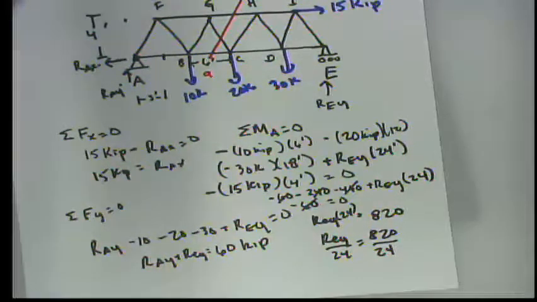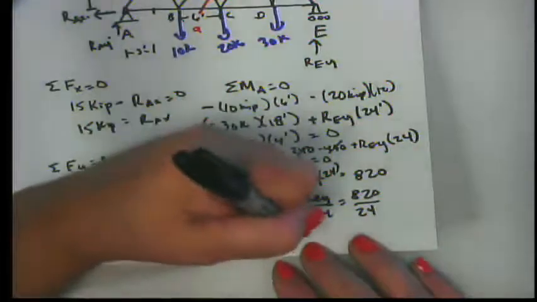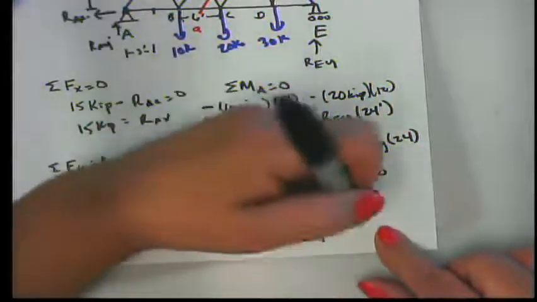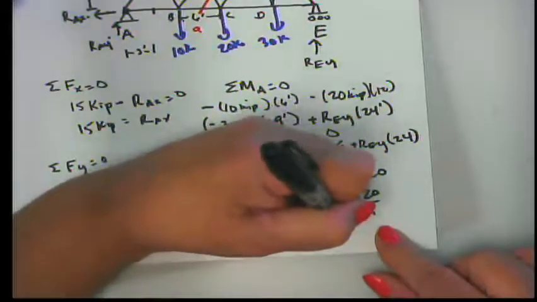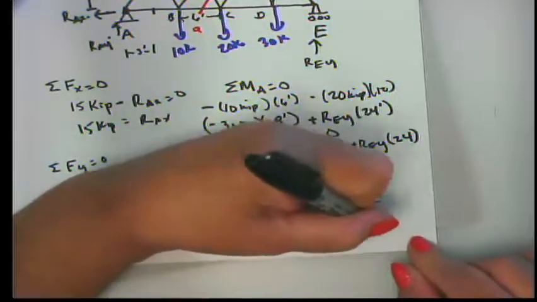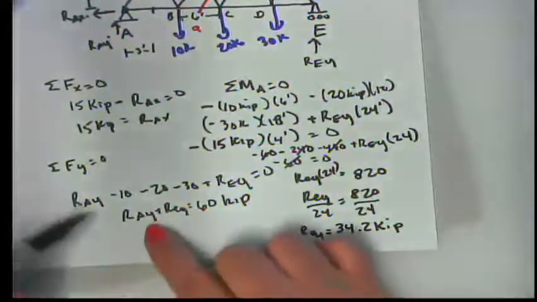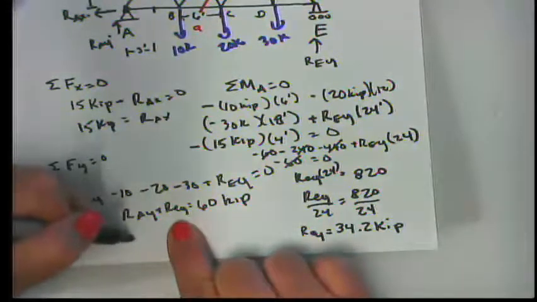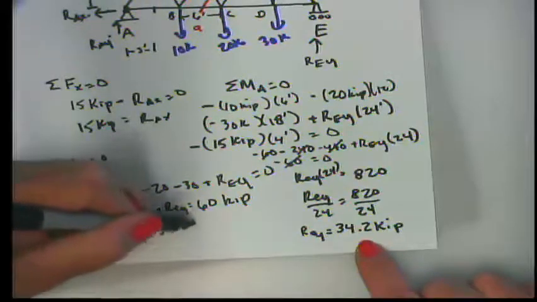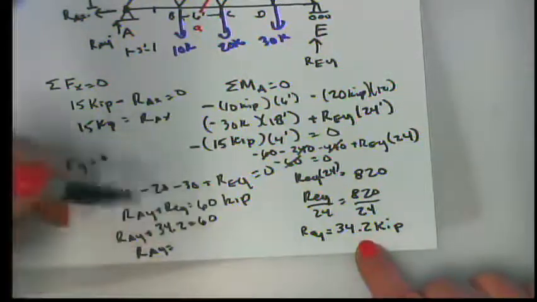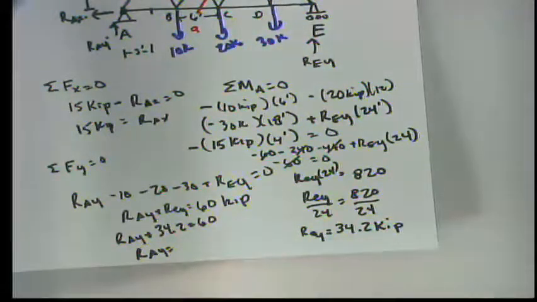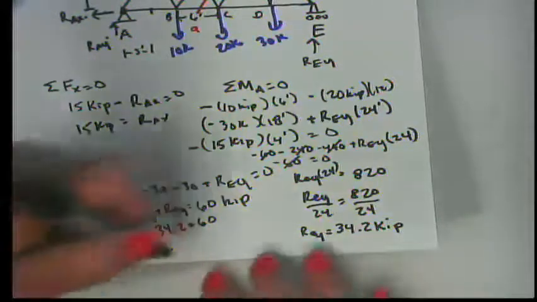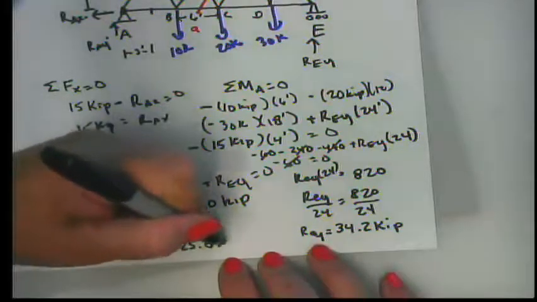All right, so 820 divided by 24 equals 34 and 0.1667. So I'm just going to say REY is equal to 34.2 kips. All right. Well, if REY is equal to 34.2 kips, that means RAY plus 34.2 kips equals 60 kips, or RAY is equal to 60 minus 34.2, which is 25.8. And I've drawn the signs correctly.